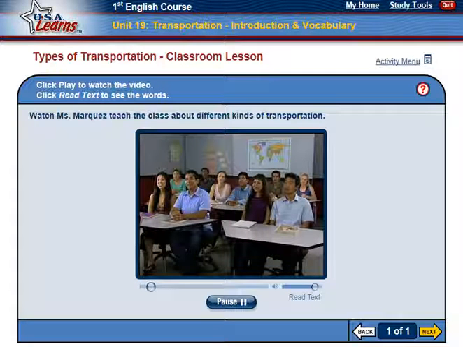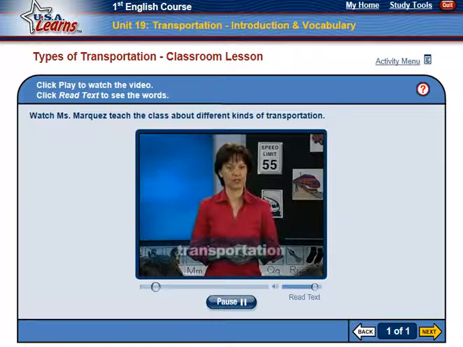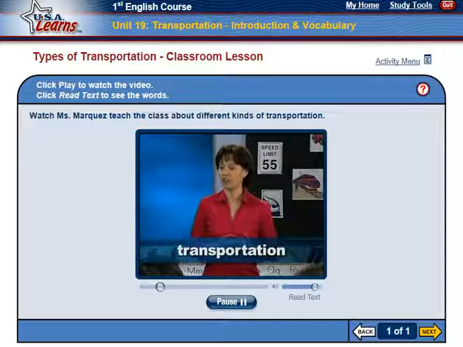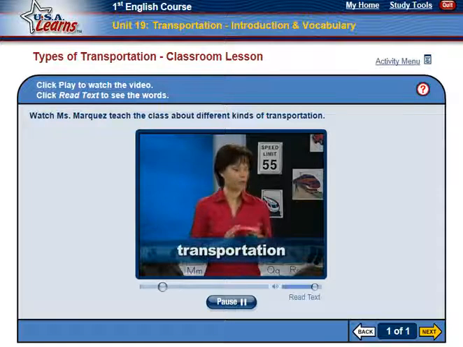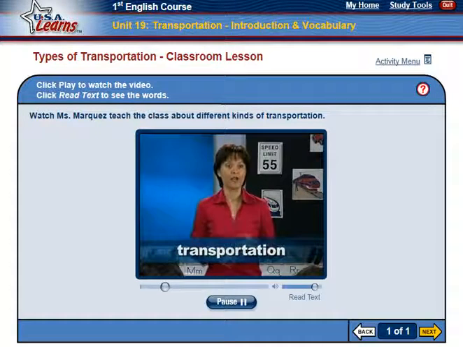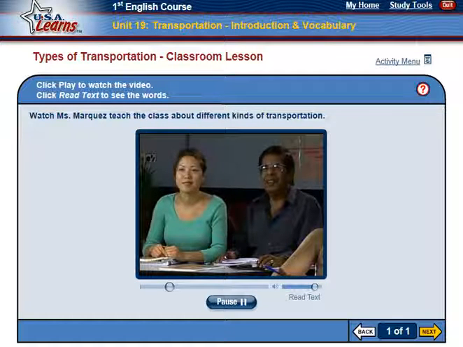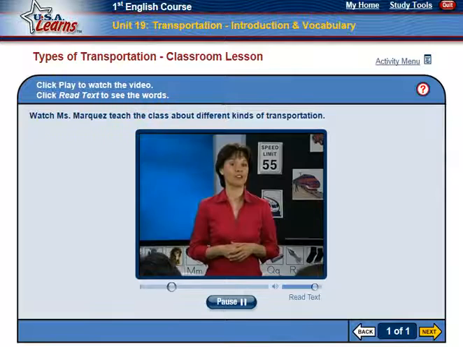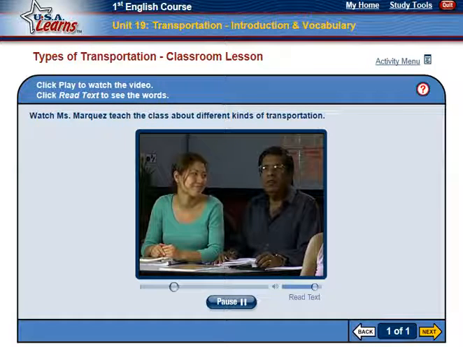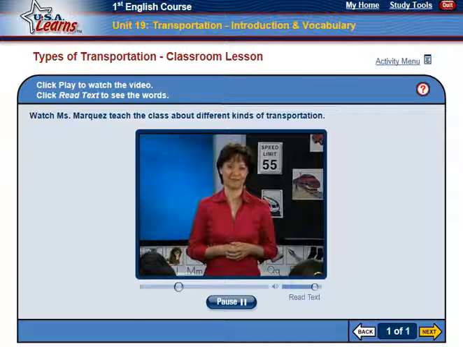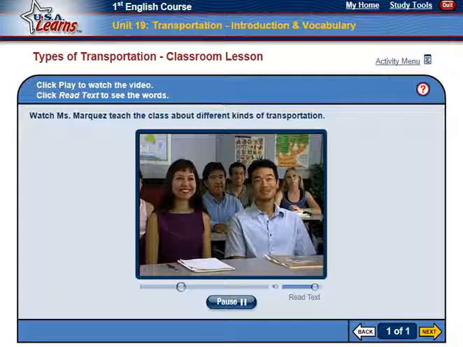The first part of tonight's lesson is on transportation, such as driving a car, taking the bus, riding a bike, the way you get from place to place. Good. I need this information. Do you take the bus, Jagraj? Not on Sundays. Sometimes a bus schedule changes on Sundays. Okay, class, let's take a moment to learn about different kinds of transportation. Please watch.